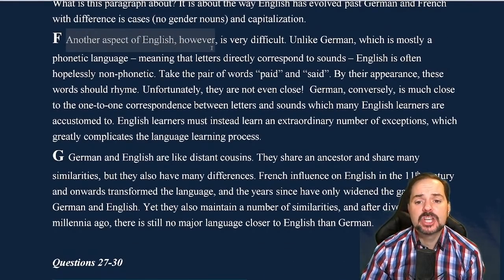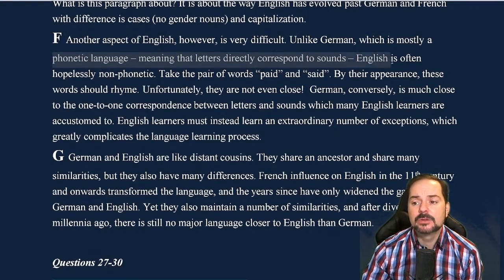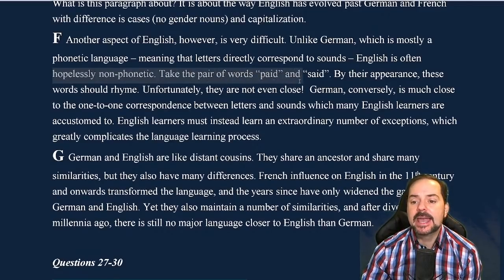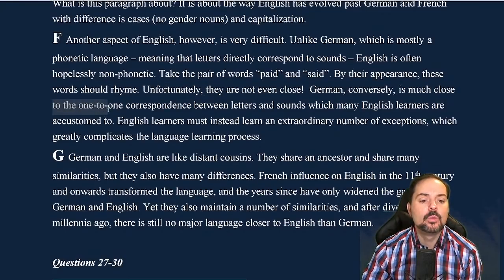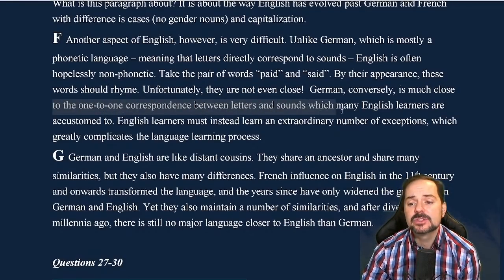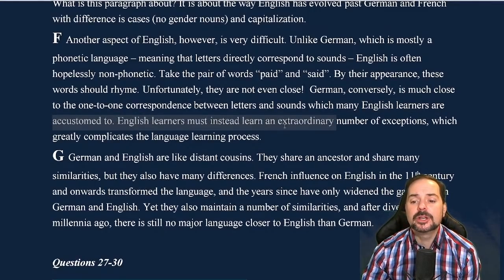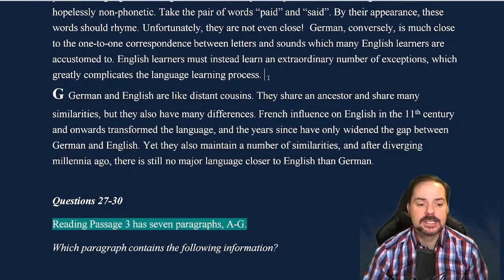Another aspect of English, however, is very difficult. Unlike German, which is mostly a phonetic language, meaning that letters directly correspond to sounds, English is often hopelessly non-phonetic. Take the pair of words paid and said. By their appearance, these words should rhyme. Unfortunately, they're not even close. German, conversely, is much closer to the one-to-one correspondence between letters and sounds which many English learners are accustomed to. English learners must instead learn an extraordinary number of exceptions, which greatly complicates the language learning process.